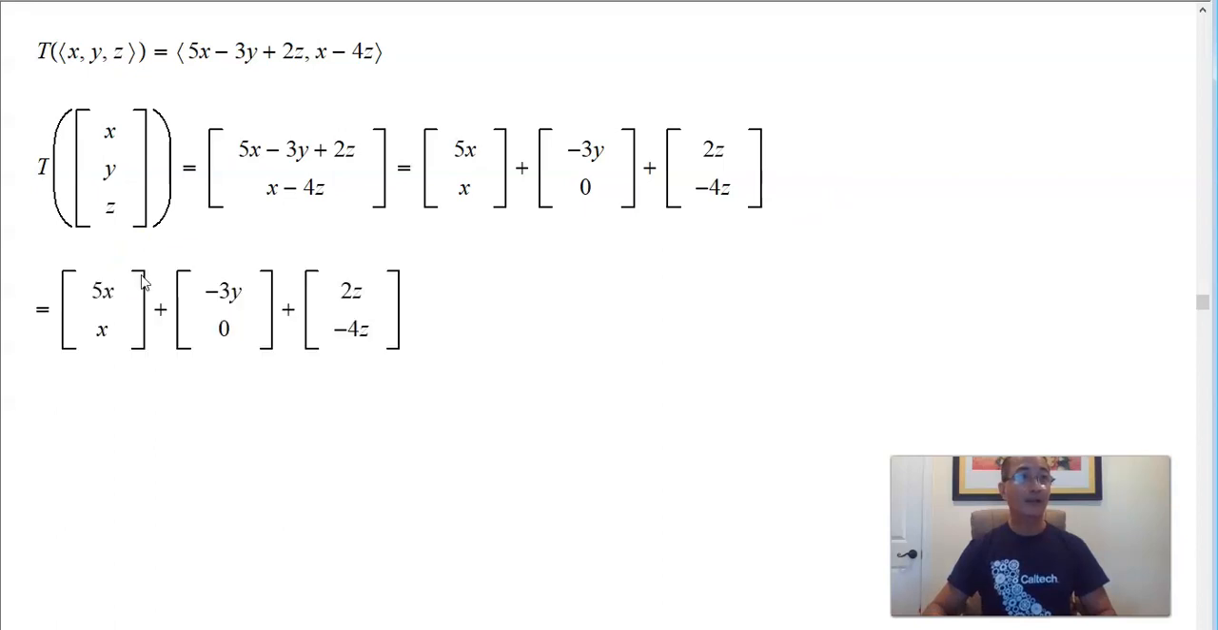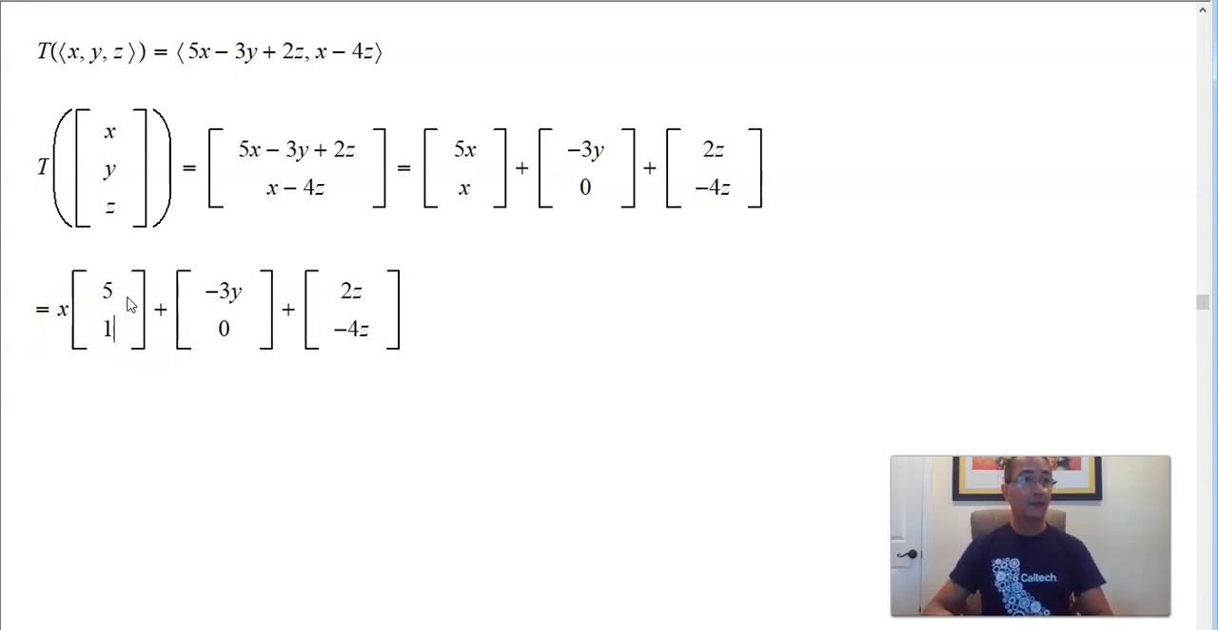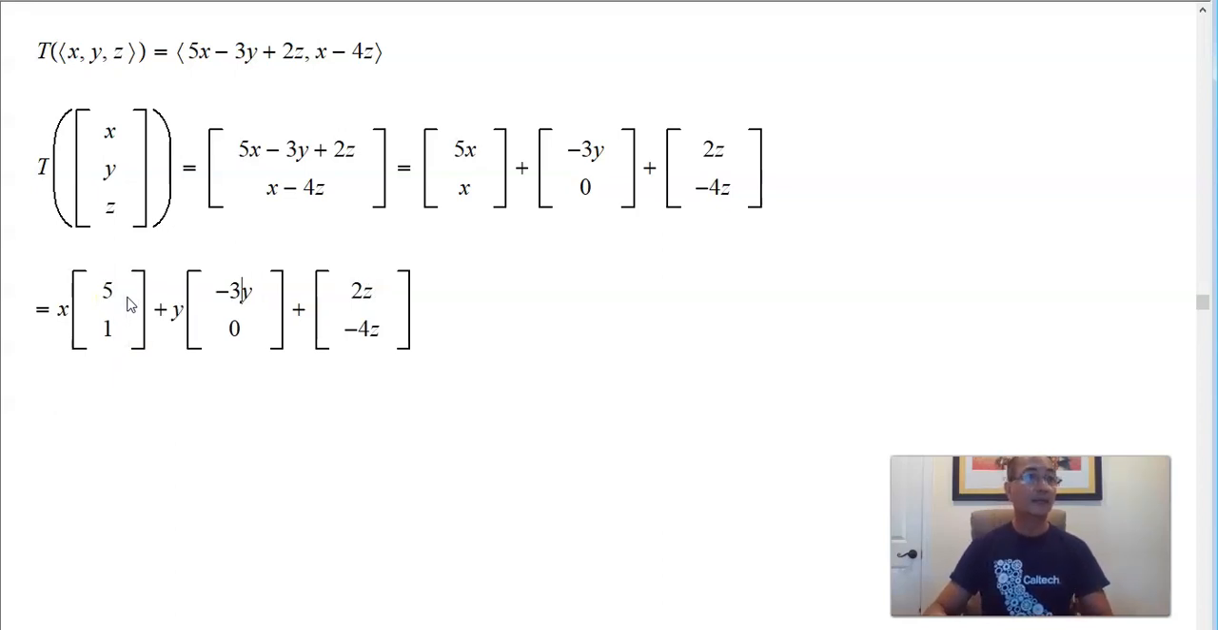We factor out the variables. So this is x times 5. Ooh, don't forget there's a 1 there. Y and minus 3 there. And z, 2, negative 4. Should we factor out the 2? No. Just the variables. Okay, now we have a linear combination of 3 column vectors.